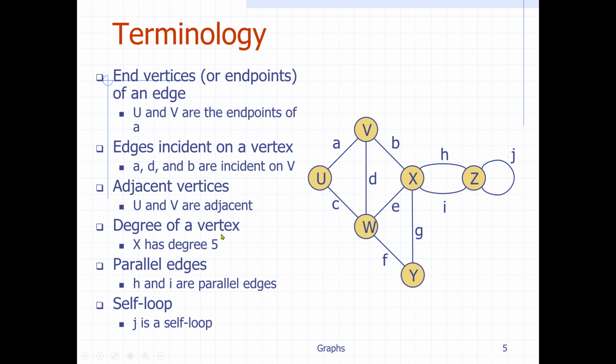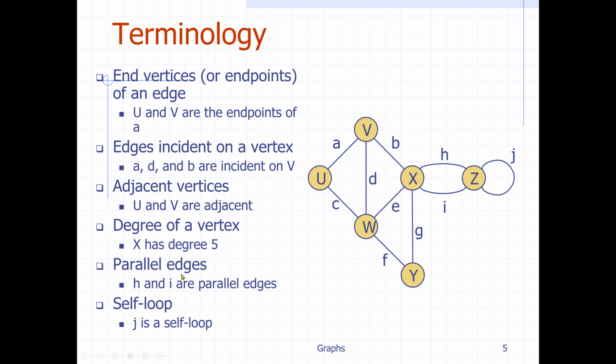Also, the degree of a vertex is the number of edges connected to the vertex. So for example, the degree of vertex V is 3 because we have 3 edges connected to the vertex. And the degree of vertex Z will be 4. A loop or self-loop represents 2. So we have one edge H, another edge I, that is 2, and then the self-loop is 2. So the degree of vertex Z is 4.